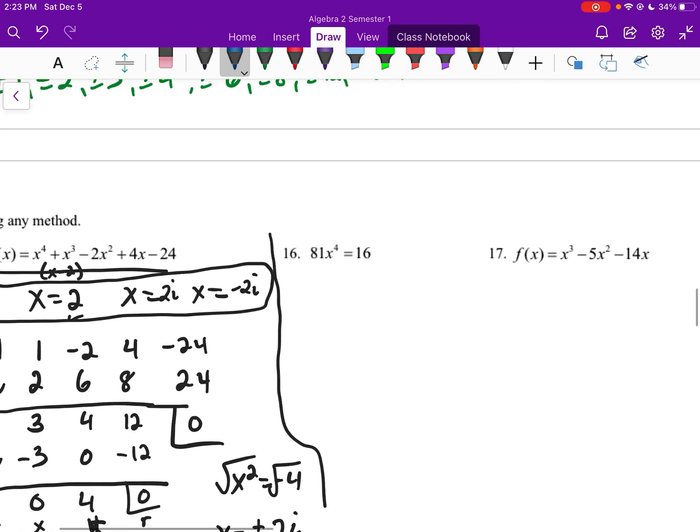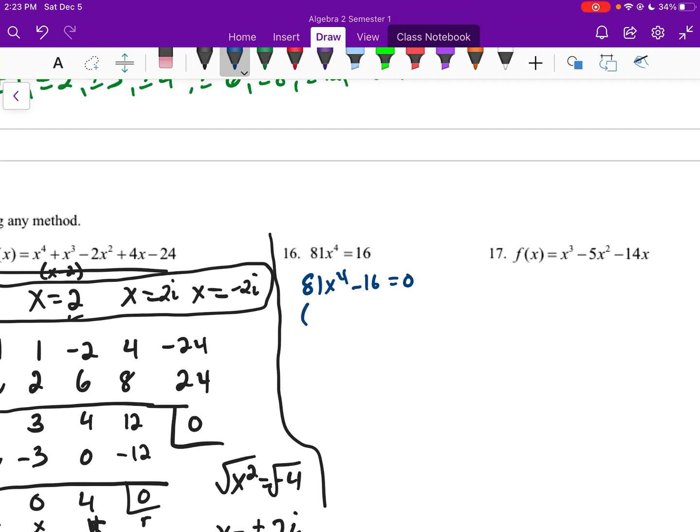Okay, next one. 81x to the 4th equals 16. Now in this one, we've got to get it set equal to 0. So 81x to the 4th minus 16 equals 0. Then from there, we can try and factor.